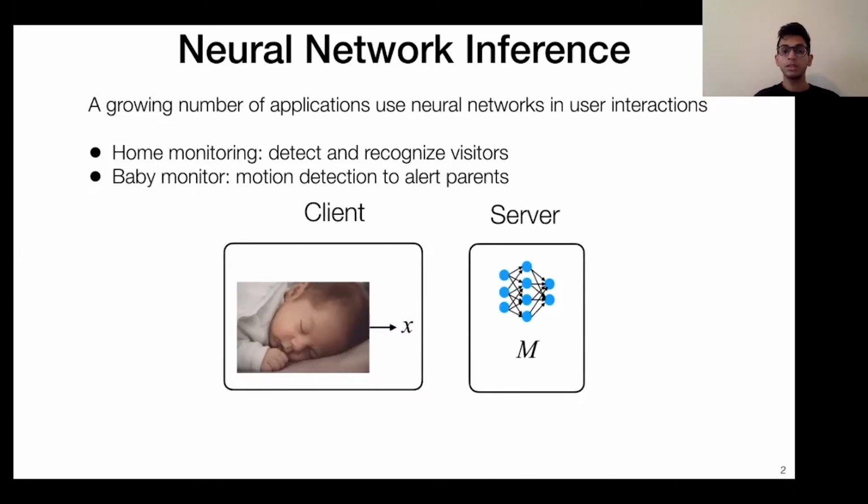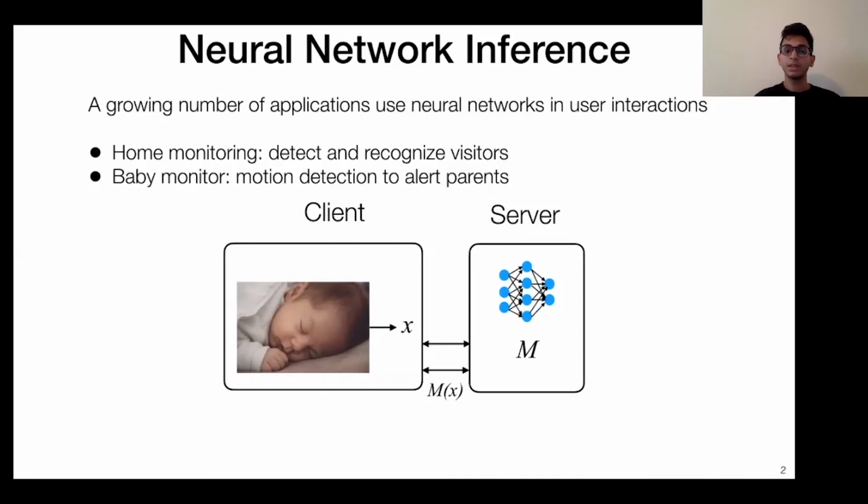So there are two parties, a client and a server. The client holds some input X, for example, a feature vector extracted from a picture of the child, while the server holds a machine learning model M. The goal of the client and server is to interact in a protocol to eventually derive the prediction of the machine learning model M on the input X, so to get M of X.